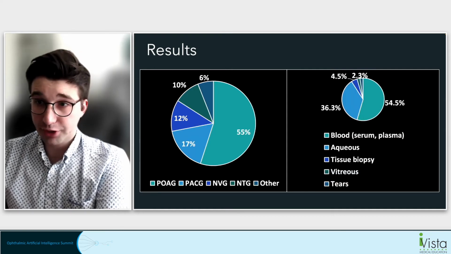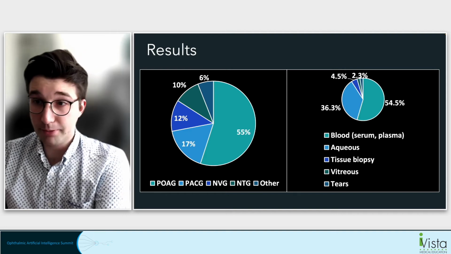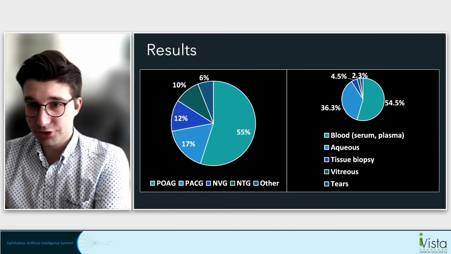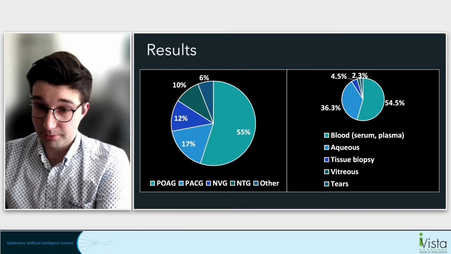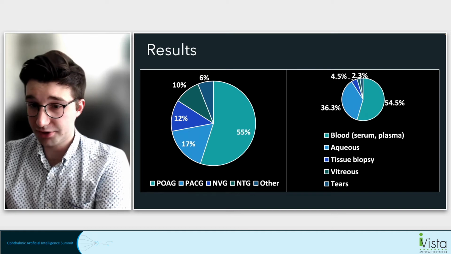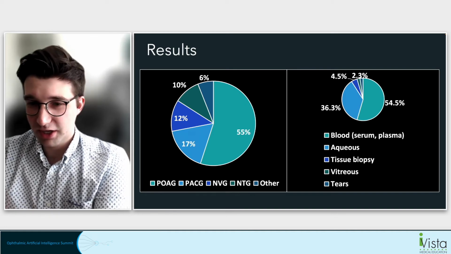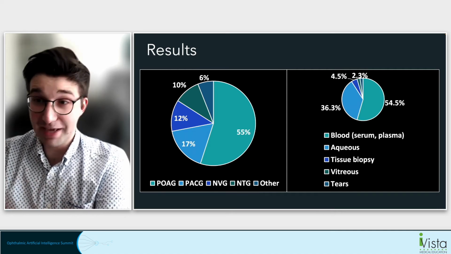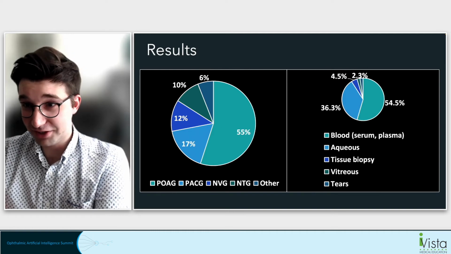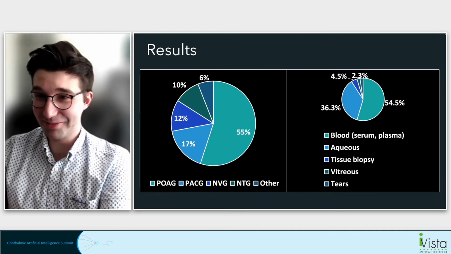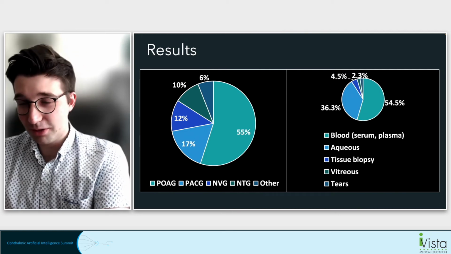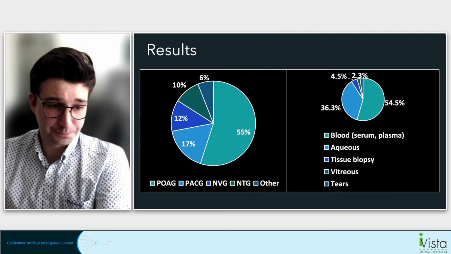So again, the majority of papers here focused on primary open-angle glaucoma, followed by primary angle closure glaucoma. And in terms of the biofluids that were analyzed, the majority were looking at blood products in serum and plasma, followed by aqueous humor. This makes sense because obviously blood is probably the most widely accessible biofluid in medicine at large. And so a lot of these studies were getting blood samples previous to enrollment. And aqueous is probably the most accessible intraocular fluid.